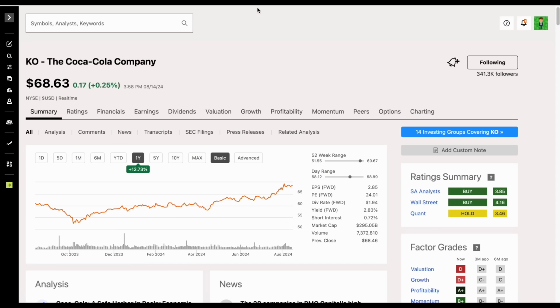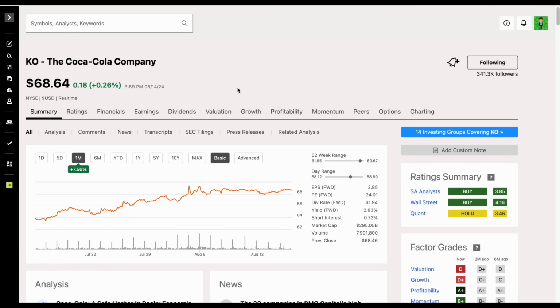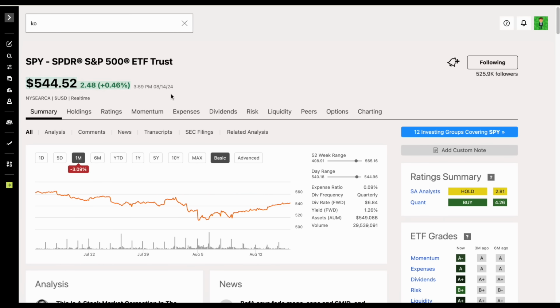Now, one of the things we have to understand first, if we take a look at the CNN Fear Greed Index, right now, there's a lot of fear in the markets. It just recently dipped back over to fear, but over the past few weeks, it's been closer to being in extreme fear. Now, if we look at Coca-Cola over the past month, they're up about 7.56%, but if we compare this to the market as a whole, we can see the S&P 500 is down over 3%. So we have to understand what's going on here.